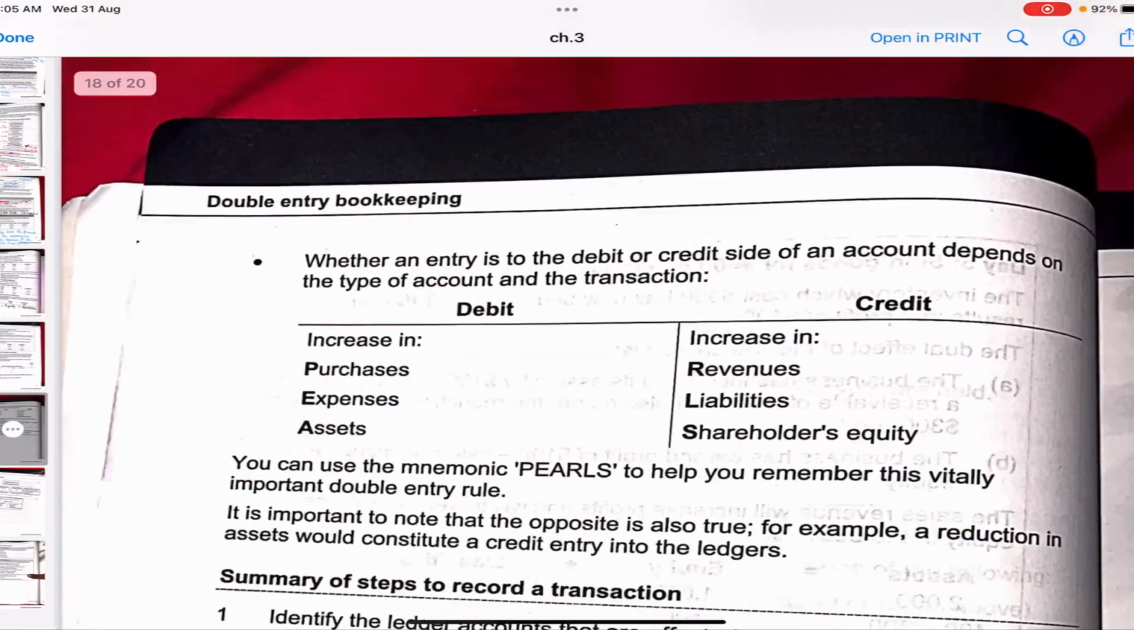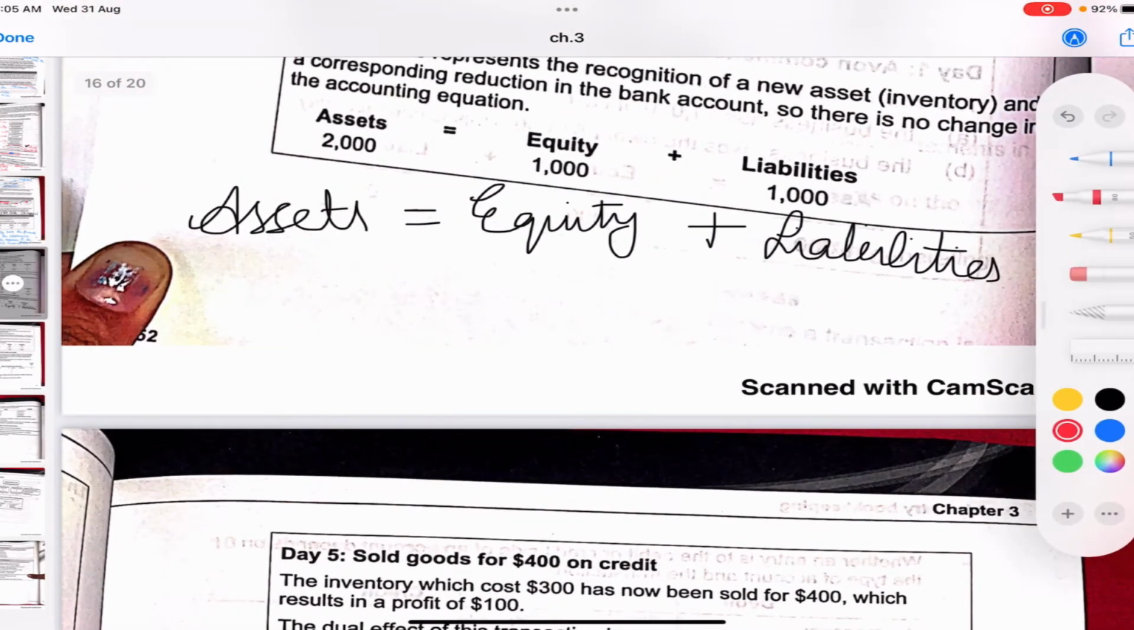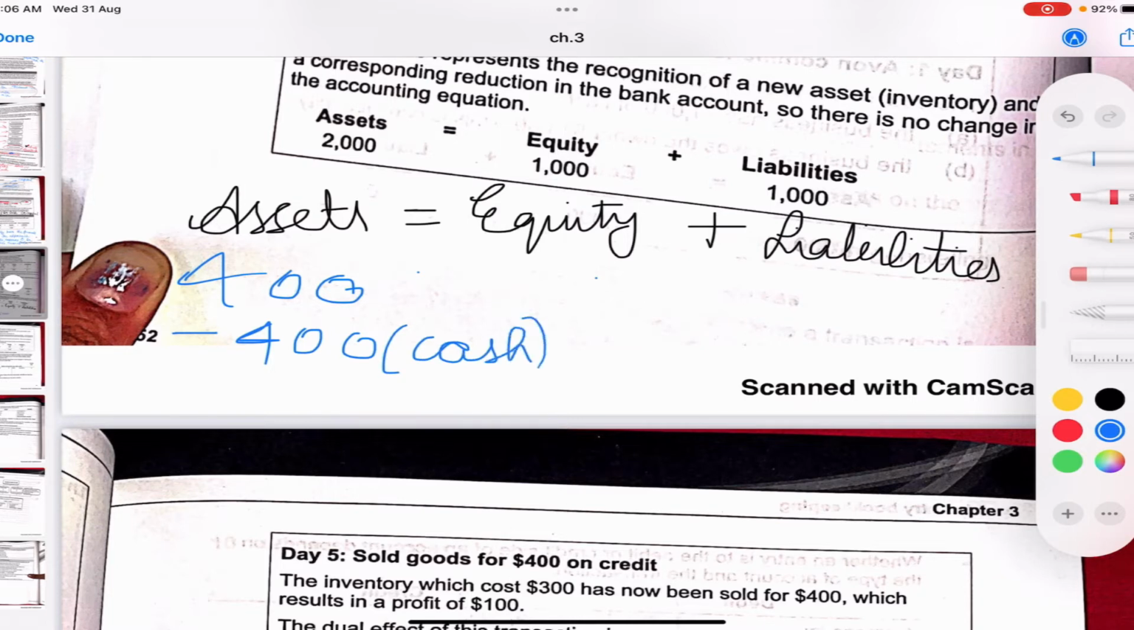So you bought a motor car for $400, right? So the first thing we have is asset. The asset increases by $400, let's say. And cash, what is cash? Cash is an asset, so $400 also gets subtracted. Now what happens then? It's going to remain the same, right? This is cash and this is the motor car. So hence there is no change in the accounting equation, right?